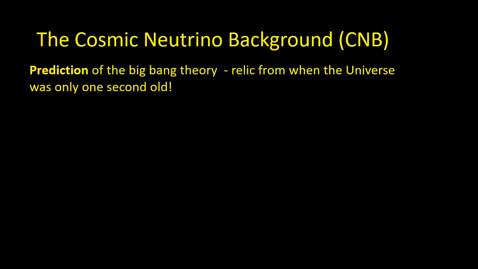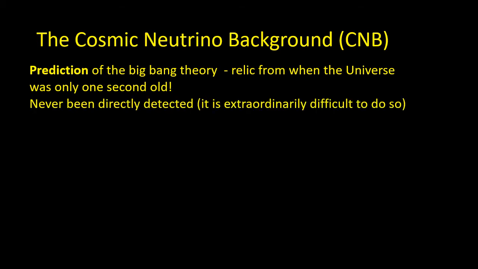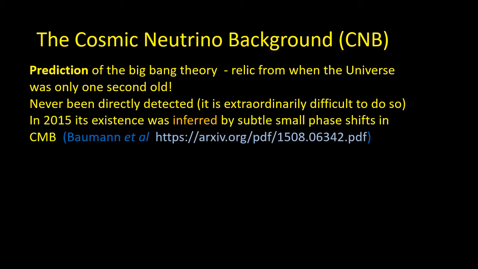Our current theories then predict that these neutrinos, which had decoupled from matter, have been freely passing through the universe unhindered ever since. There should be a cosmic neutrino background. In fact, this is a prediction of the Big Bang Theory, and it's a relic from the universe when it was 1 second old. Perhaps unsurprisingly, it has never been found because it's extraordinarily difficult to see neutrinos anyway, and these neutrinos would have been slowed down by the expansion of the universe, making them almost impossible to detect. But in 2015, its existence was inferred by very small, subtle changes in the cosmic microwave background.